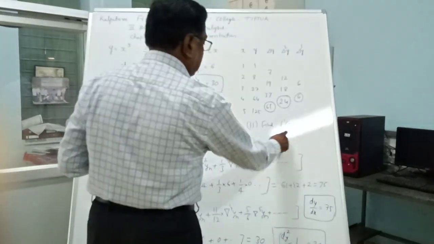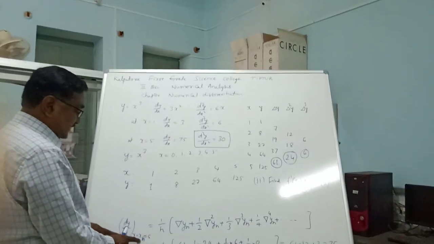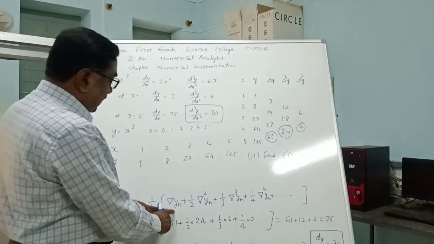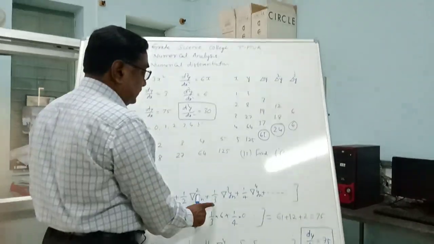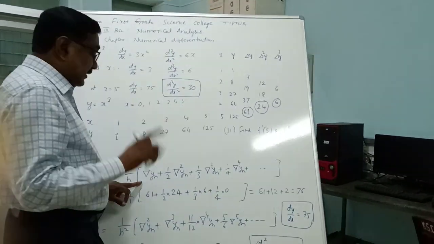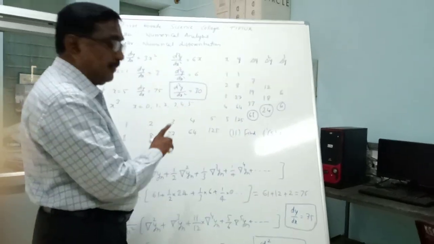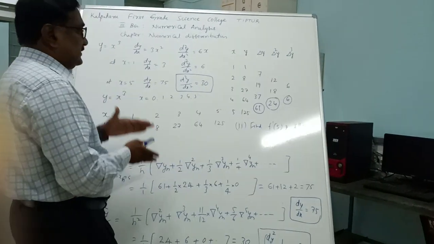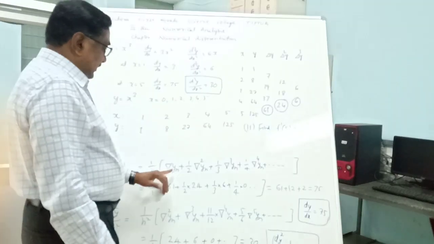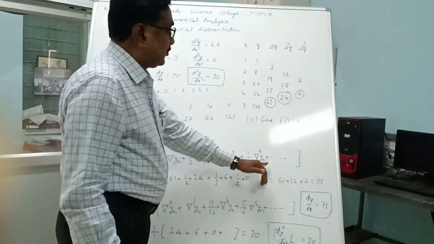Now to find f dash of 5 first, write the corresponding formula. dy by dx at x equal to xn, where xn is the last argument, xn equal to 5, is 1 by h into nabla yn plus 1 by 2 nabla square yn plus 1 by 3 nabla cube yn plus 1 by 4 nabla power 4 yn, and so on. Again, this formula is derived from the Newton-Gregory backward interpolation formula. Try to remember it, it is very simple: 1 by h nabla yn plus 1 by 2 nabla square yn plus 1 by 3 nabla cube yn plus 1 by 4 nabla power 4 yn, etc.